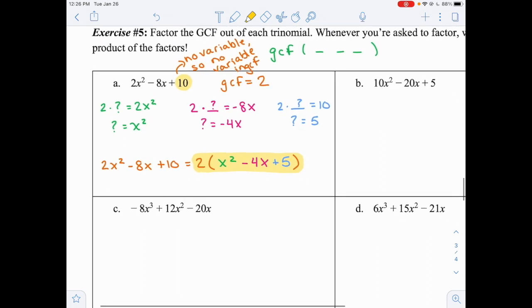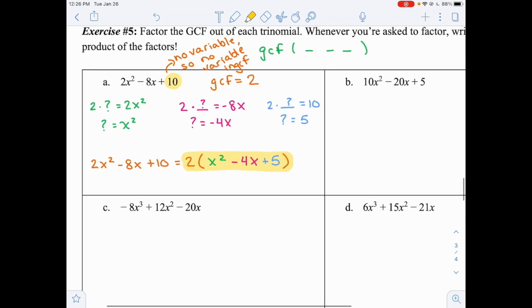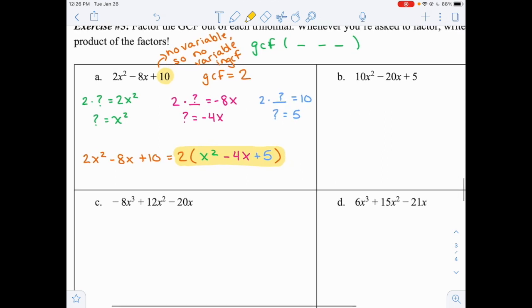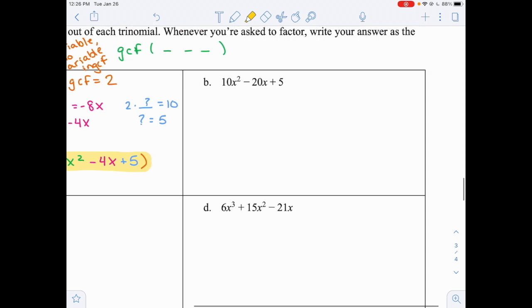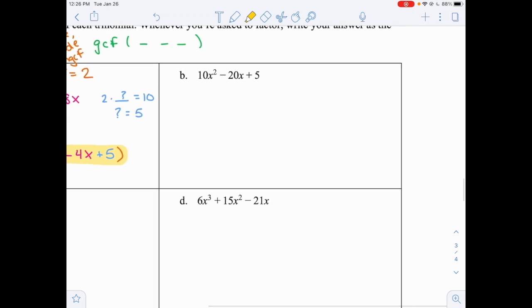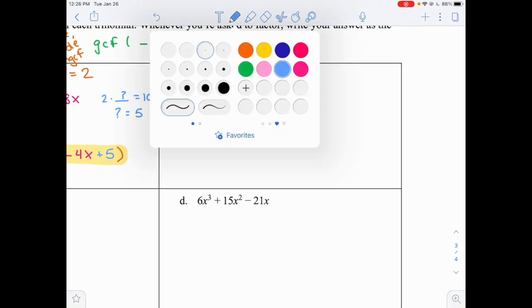And trinomials, they can be factored further. Some of them, that's something we will talk about in the next couple of lessons. Like we're going to practice GCF and then something else and then get to that. But we are going to learn how to factor those.